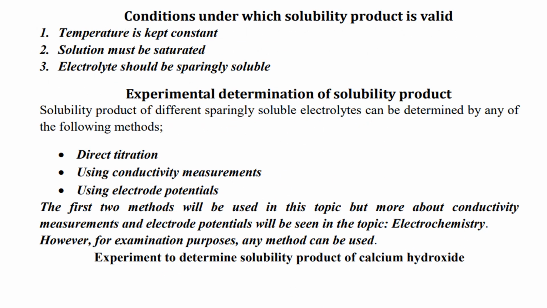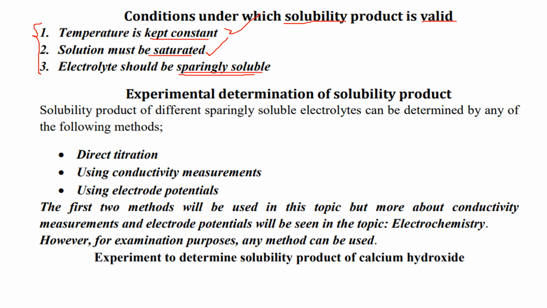Look at the conditions under which solubility equilibria is going to be valid. Solubility equilibria is only going to be valid if the temperature is kept constant, and also if the solution in which our sparingly soluble salt is dissolved is saturated. And the other thing is that the electrolyte used, or the salt that you are using for this experiment, must be sparingly soluble. So always remember these conditions. Temperature must be kept constant, the solution must be saturated, and the electrolyte must be sparingly soluble.